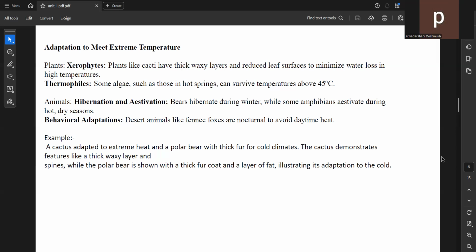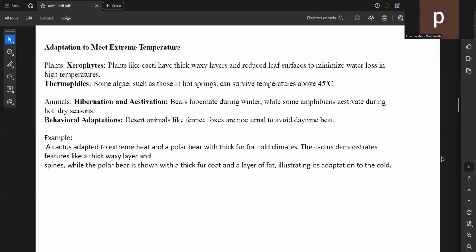waxy layer and reduced leaf area to minimize water loss in high temperature, whereas thermophiles, such as some algae in hot springs, can survive temperatures above 45 degrees Celsius. In animals there are hibernation, aestivation and behavioral adaptations. Hibernation: the bear hibernates during the winter, while some amphibians aestivate during hot and dry seasons.